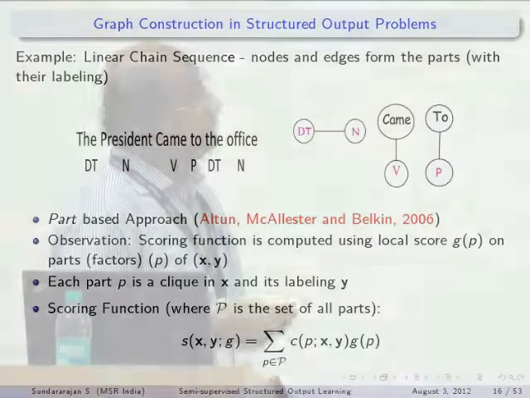So here is an example. Let's consider a linear chain sequence. One simple example is, okay, I have a sentence here, and then I associate part-of-speech tags with each of these words. The basic idea they proposed is to decompose this sequence into different parts. Okay, that's the basic idea, right? And by parts we mean the following.